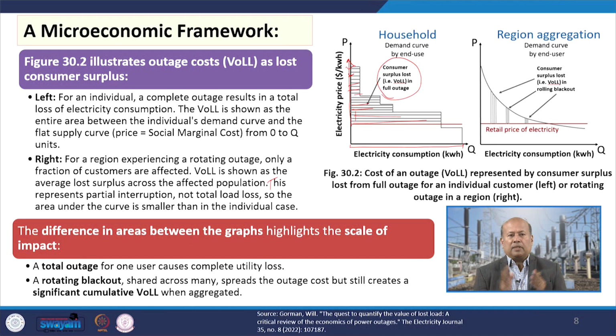Now, the difference in area between the graphs highlights the scale of the impact. A total outage of one user causes complete utility loss. A rotating blackout shared across many spreads the outage's cost, but still creates a significant cumulative VoLL when aggregated.